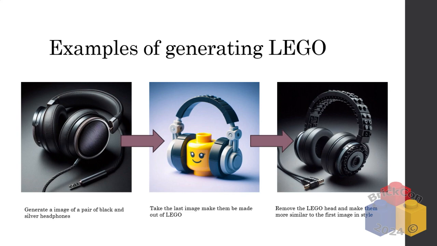The next question I gave was, take the last image and make it made out of Lego. Again, this was an example of ambiguity. I didn't specify what should be made out of Lego. I just said made out of Lego. So what it inferred was, I'm going to take a Lego head and put headphones on it. Again, a little more Lego-fied, but not perfect. The next one I said afterwards is remove the Lego head and make it more similar to the first image in style.